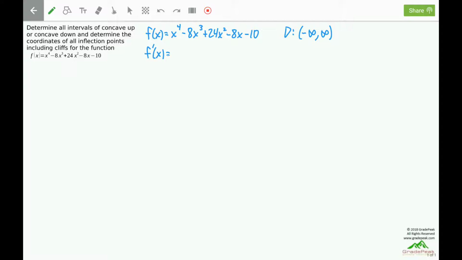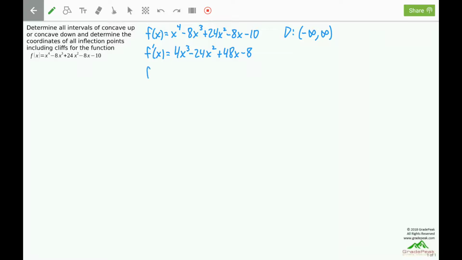F prime of x equals, the first term is power rule, bring down the power, subtract 1 from it. Second term is power rule, bring down the power, multiply with the negative 8, subtract 1 from it. Third term is power rule, bring down the power, multiply with the positive 24, subtract 1 from it. Fourth term is a constant times x, derivative will be the constant. The fifth term is a constant with no x, derivative will be 0.